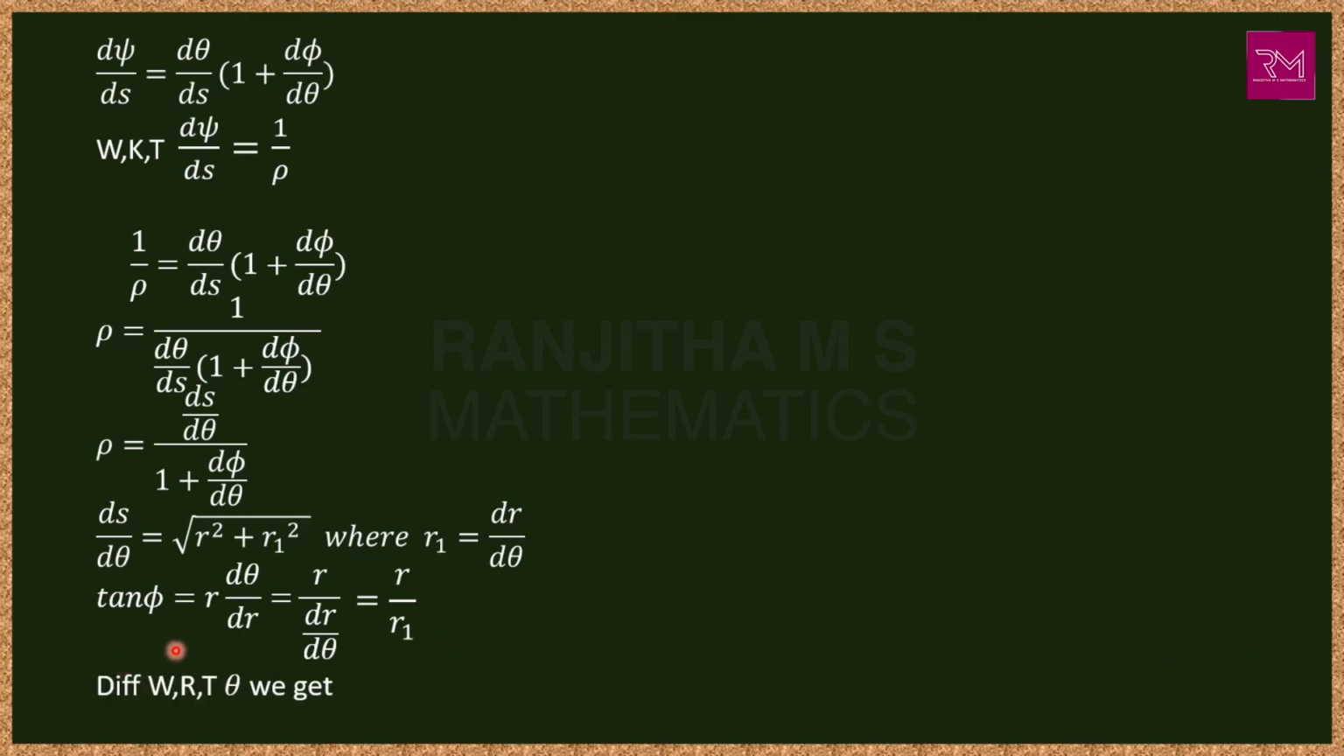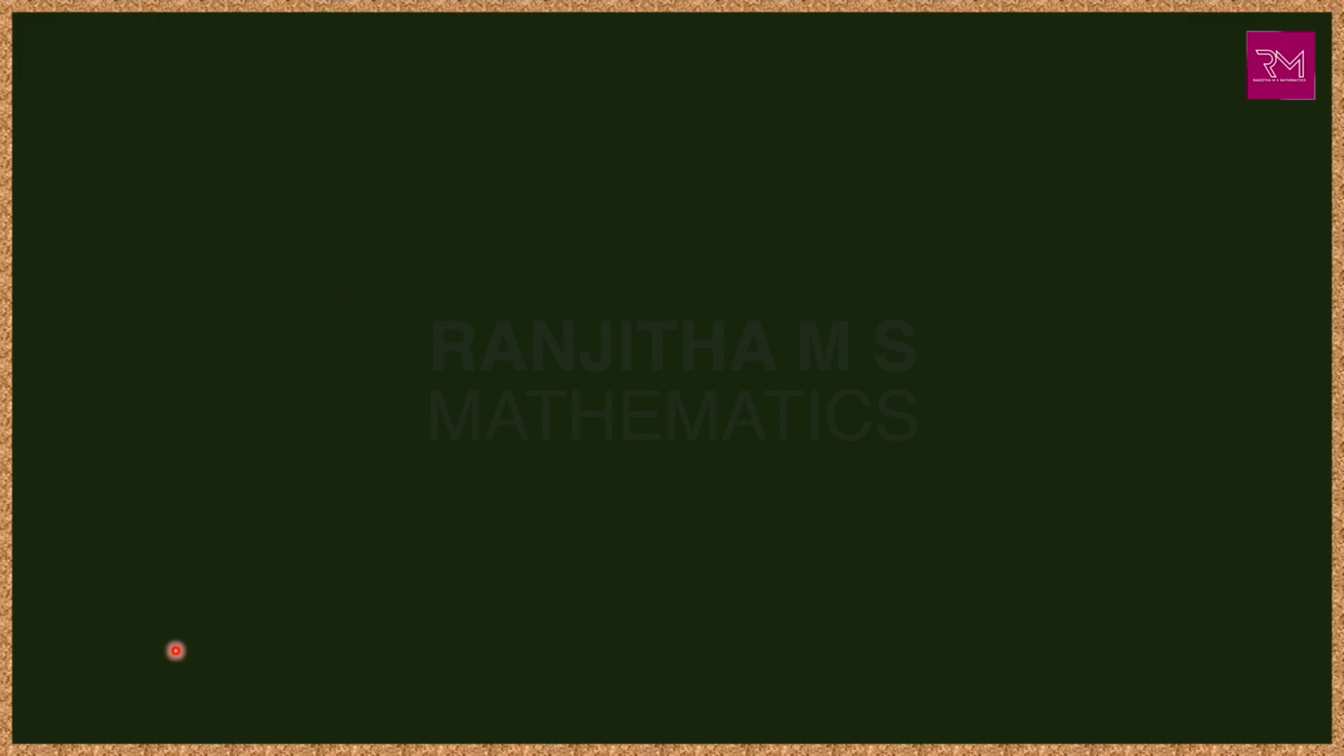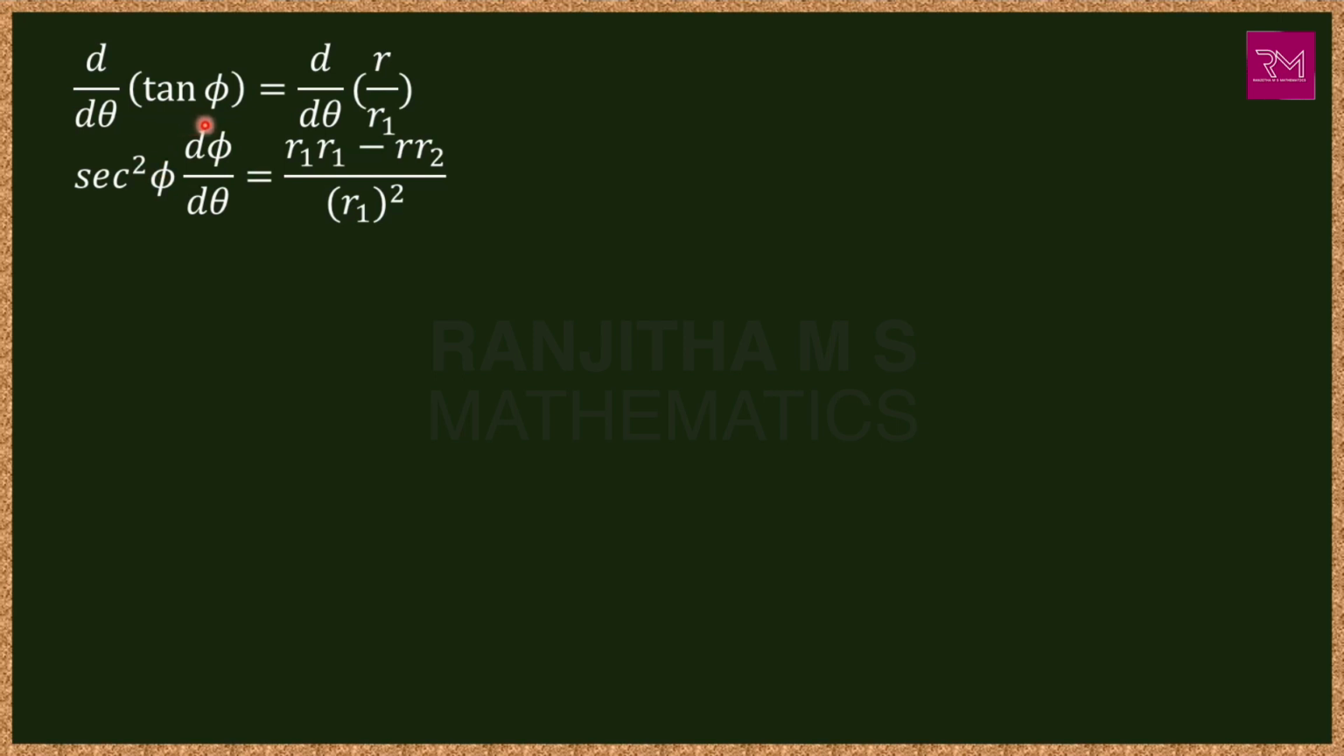Differentiating the equation with respect to theta, we get the derivative of tan phi with respect to theta equal to the derivative of r by r1 with respect to theta. The differentiation of tan phi is secant squared phi into d phi by d theta, which is equal to, on the right hand side, r divided by r1. Both are functions, hence we have to apply the quotient rule over here.